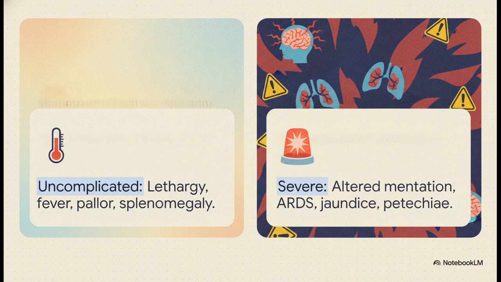Uncomplicated malaria often presents super vaguely. Your patient might have lethargy, a fever, pallor, maybe a bit of splenomegaly. Honestly, it looks an awful lot like the flu or just a routine viral illness. But severe malaria is a whole different beast. It rapidly progresses to altered mentation, ARDS, moderate to severe jaundice, and bleeding diatheses like petechiae.